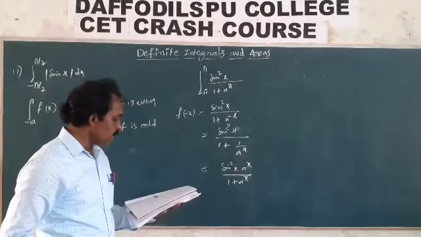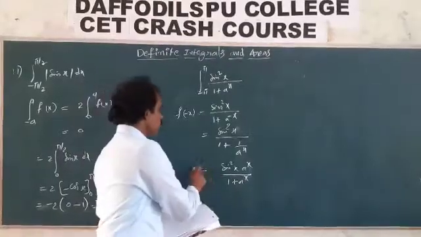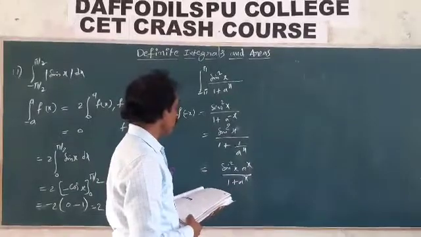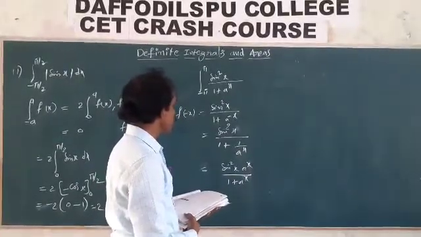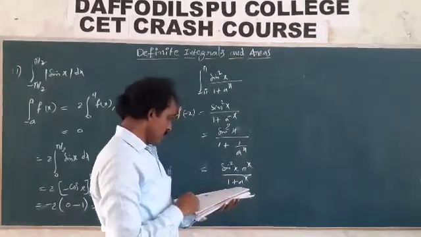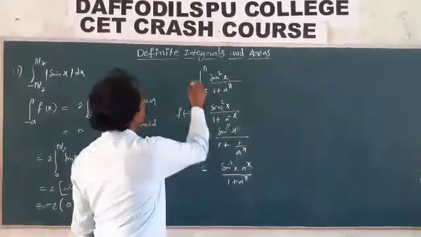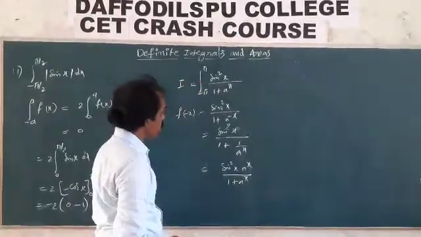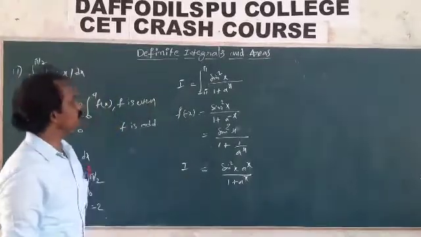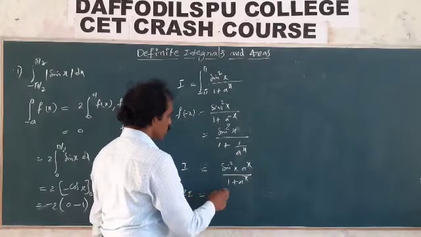So sin square x by 1 plus a power x, this value you get. What is this answer? Is there any change? Sin square x is greater than 0. Do one thing, let this be I, and this also I, because we cannot decide whether it is an even function or not. So then I plus I, adding this, gives 2I.